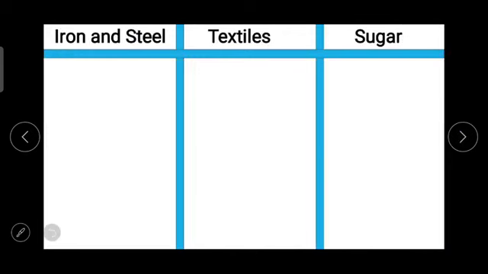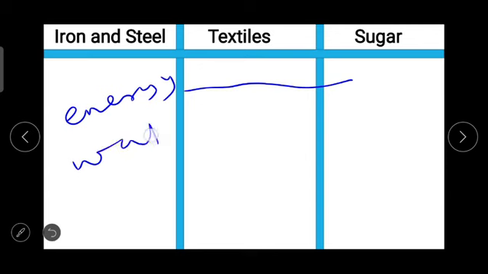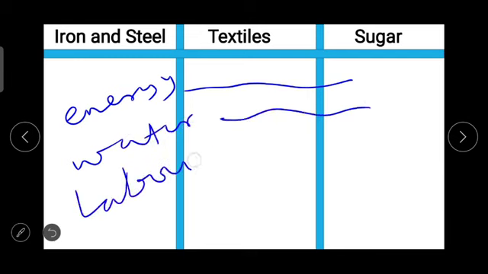For iron and steel industry, for textiles and for sugar industry, you have to write down the list of the necessary factors. If we talk about energy, it is important for all the three. Water, important for all the three. Labor, important for all the three. Other than this, you add the factors which are required for iron and steel industry, for textiles and for sugar industry. Then for each industry, give an explanation for the location suggested by you.